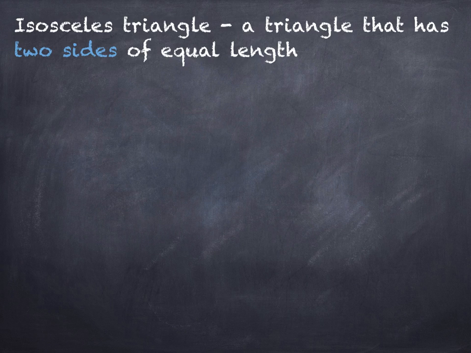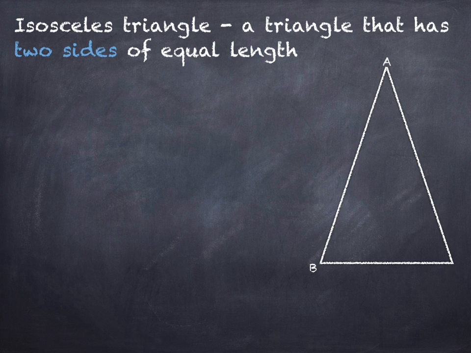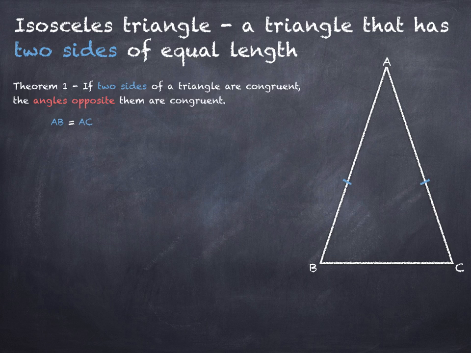Now let's look at what an isosceles triangle is. An isosceles triangle is a triangle that has two sides of equal length. So if we have triangle ABC, side AB will equal side AC. Let's use this fact to prove our theorem 1 of an isosceles triangle, which states if two sides of a triangle are congruent, the angles opposite of them are congruent. So we have that AB equals AC, which is already given.